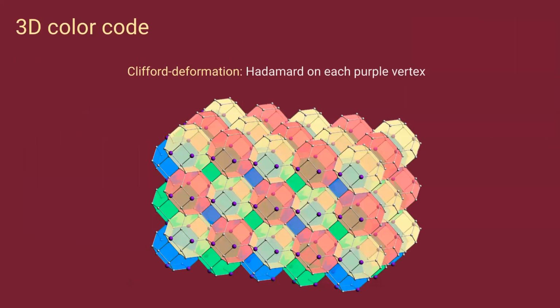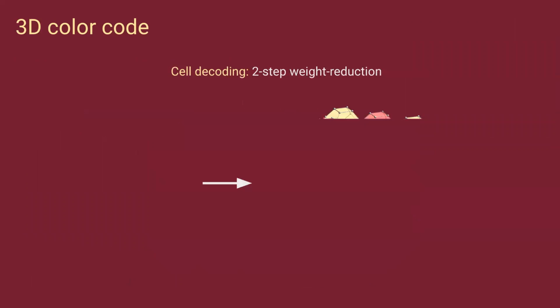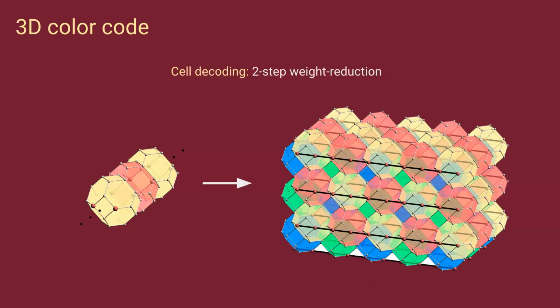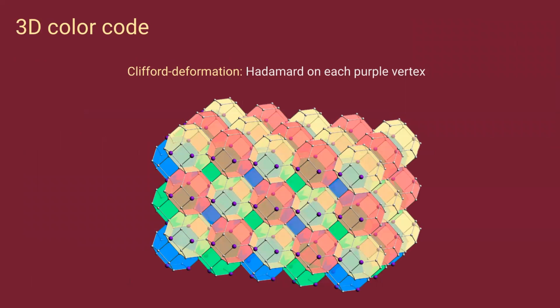Okay, so I won't go into the detail of the color code because it's slightly complicated, but for instance, one simple case is for the cells. The deformation we use is Hadamard on all those purple qubits here. So the cells now are like four-body stabilizers, so the cells are supported on the purple qubits.